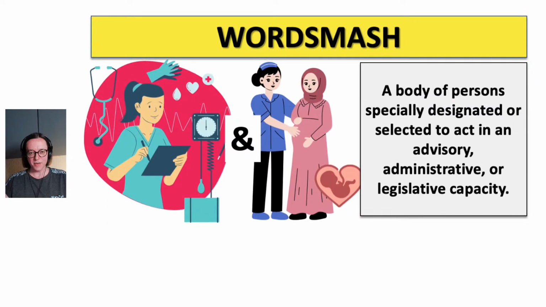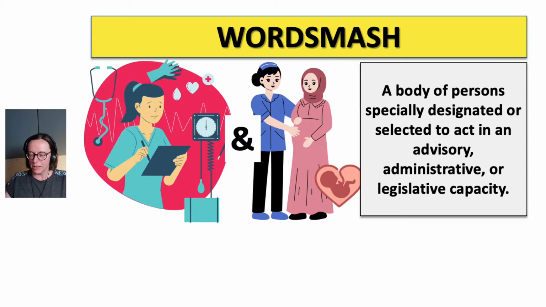Okay, another word smash. We're nearly at the end now, guys. So this time we've got a picture and then a statement. And the statement says a body of persons specially designated or selected to act in an advisory, administrative or legislative capacity. That's quite a mouthful, isn't it? So the picture in the red circle-ish sort of shape. They have a clipboard, they're wearing scrubs, there's gloves, there's a heart, there's a red cross, there's a blood pressure monitor, there's a stethoscope. Who could they be?